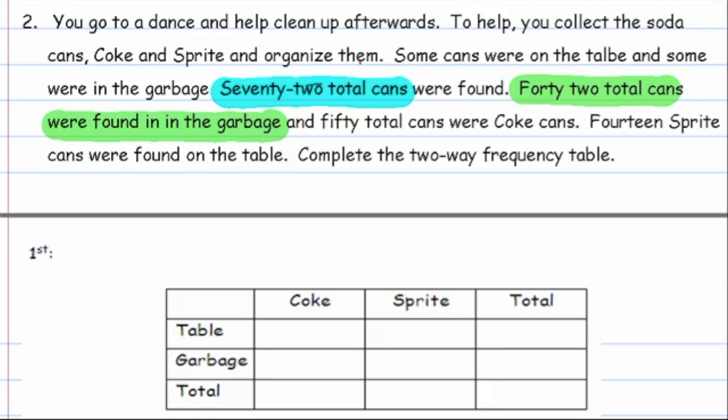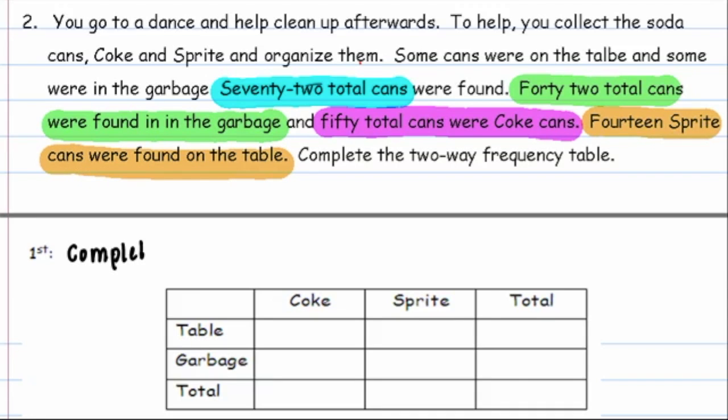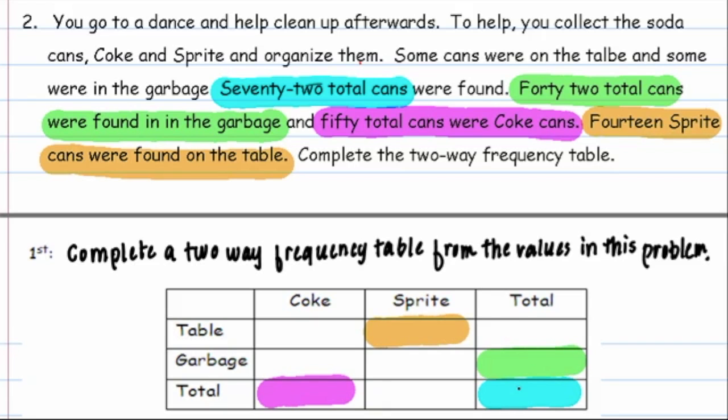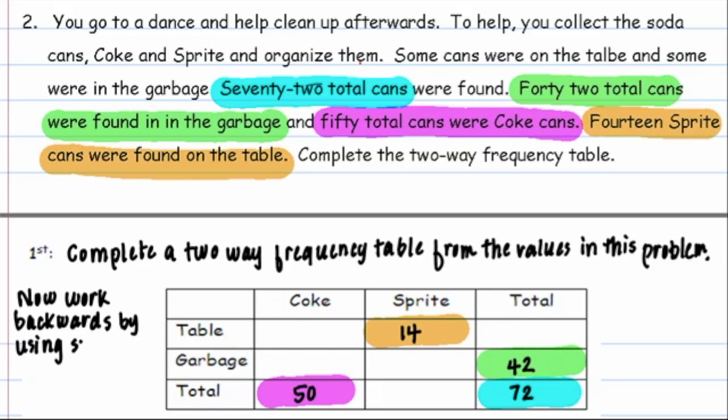Let's look at this next example. You go to a dance and you clean up afterwards, and to help you collect the soda cans. Some cans are organized on a table and some are in the garbage. So let's go ahead and complete the two-way frequency table from the values in this problem. And I've color-coded each of these for you. So there are 72 total cans in blue, 42 total cans in the garbage, 14 cans of Sprite on the table, and 50 total Coke cans.